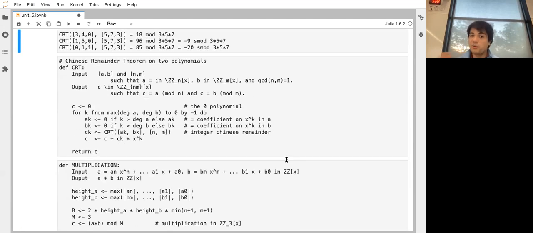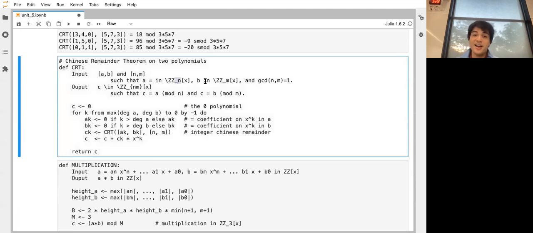Okay, so let's go through what you actually have to do. I've simplified this a bit. You're only going to need to do Chinese remainder theorem on 2 polynomials. The Chinese remainder theorem that I showed you worked on an arbitrary number of things, but if you can do it for 2, you can do it for an arbitrary number of things. So 2 will suffice. What you want to do here is create a function that takes 2 polynomials and 2 integers, n and m, such that they're co-prime.